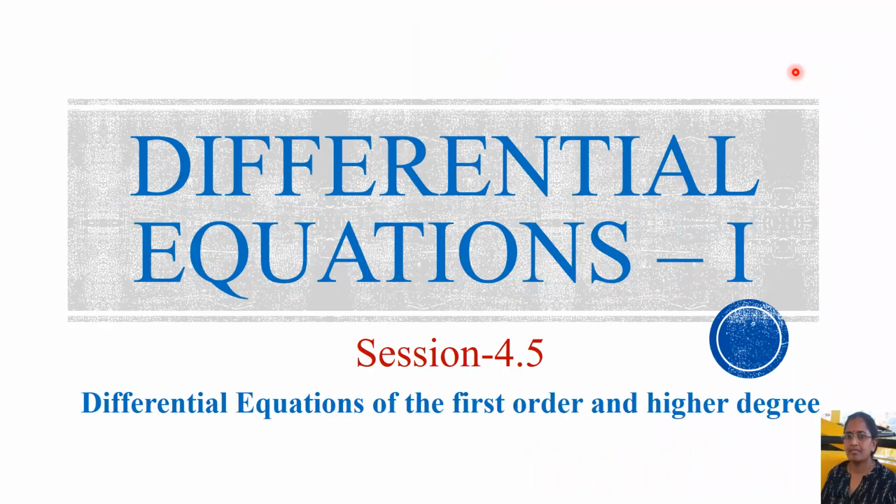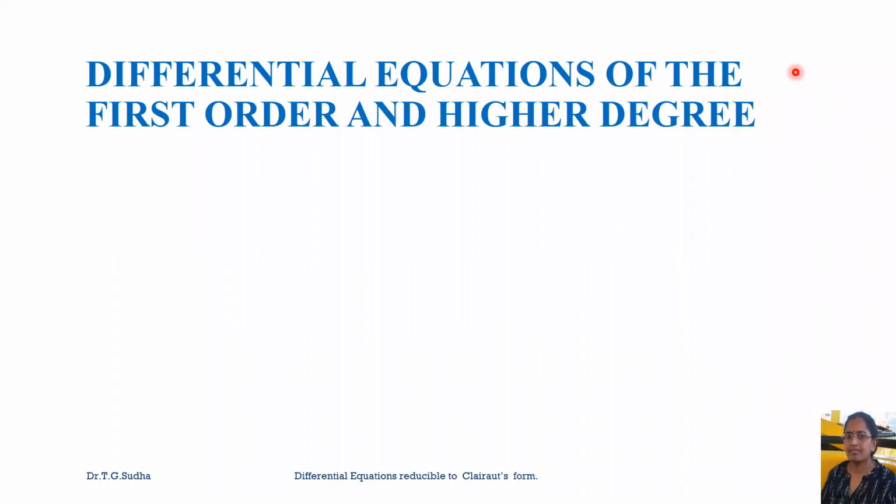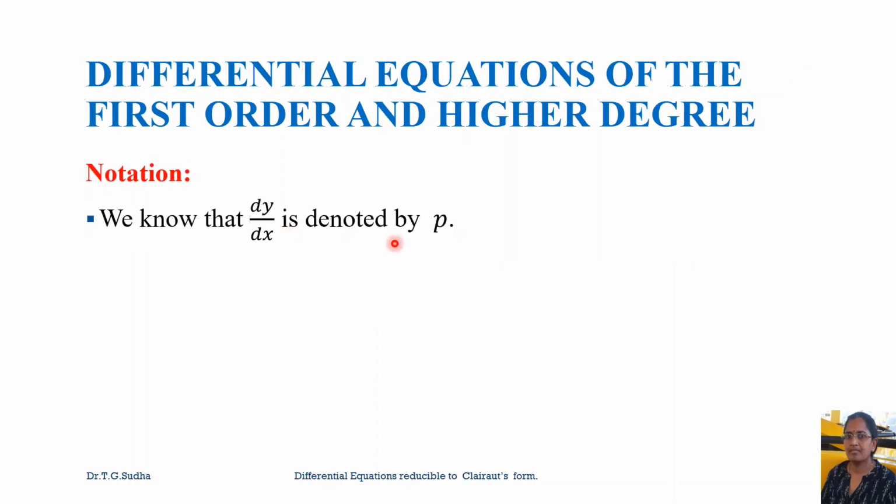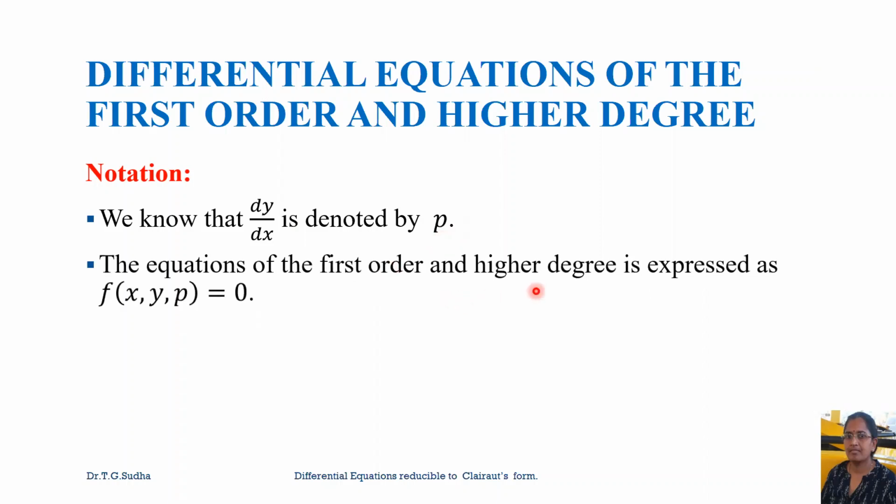In this session, let us discuss the differential equations of first order and higher degree. In the previous sessions, we have used the notation that dy by dx was denoted by the small letter p, and first order and higher degree differential equations were expressed as f of x comma y comma p equal to 0.